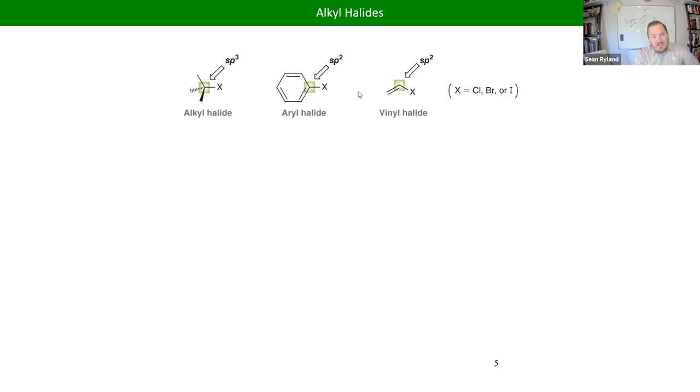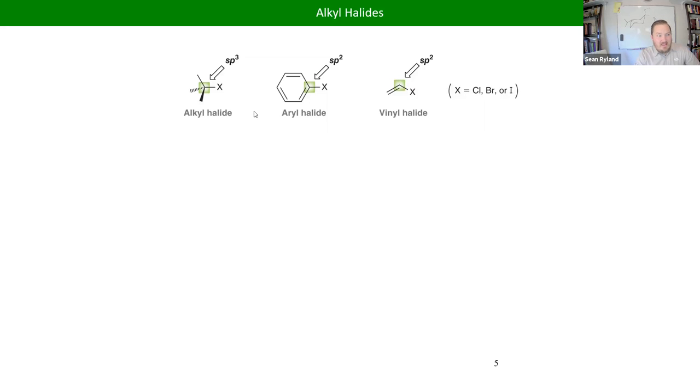If you have a halogen attached to a carbon that's in a double bond, we call that a vinyl halide, which is actually where PVC pipe gets its name. PVC stands for polyvinyl chloride. So PVC is the polymer that you get when you start with vinyl chloride and let it react with itself to make big, long molecules.